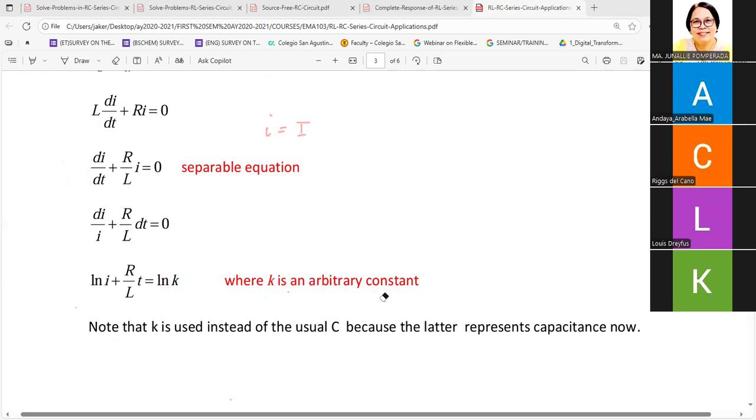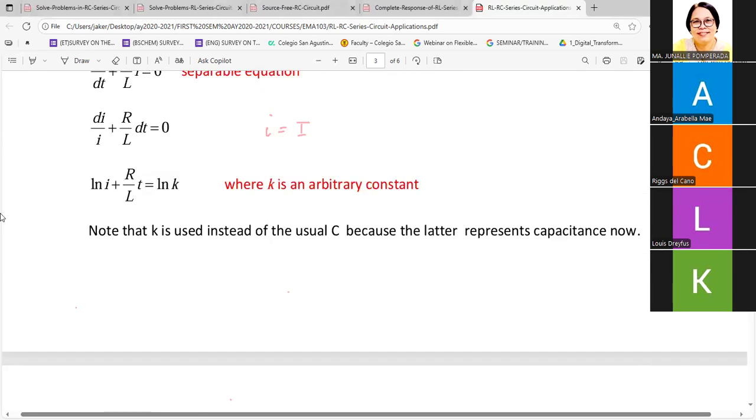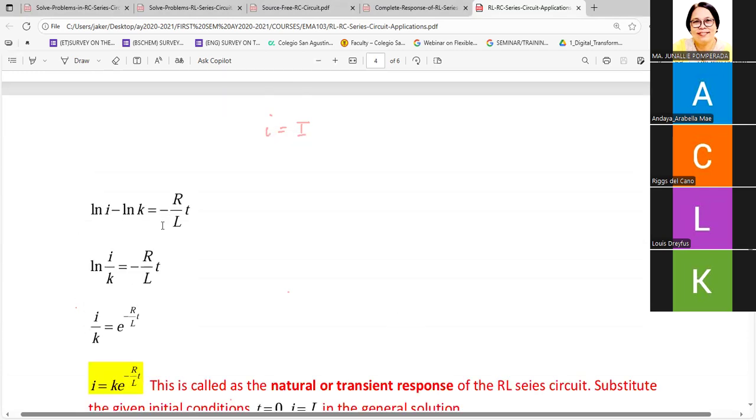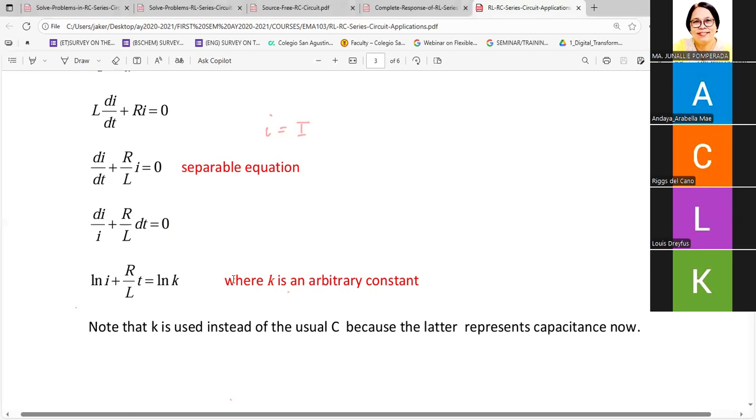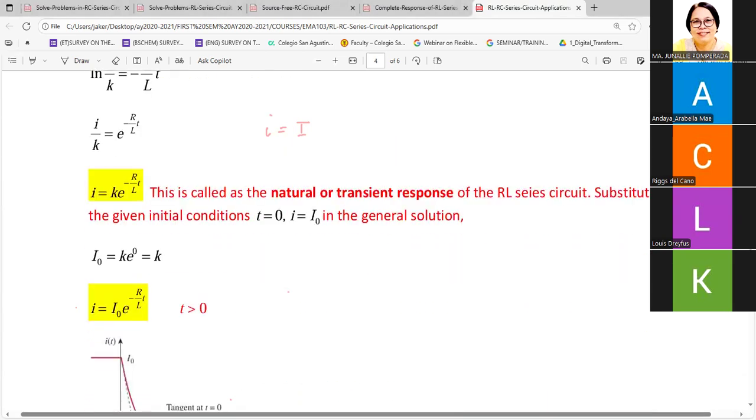This is the DE resulting after we have simplified the original DE, which accounts for the voltage drop across our inductor and our resistor. So if we move forward, the two ln terms that we have in this equation, we place on one side, and the R over L times t we transfer to the right side. That makes it negative because in here it's positive. Naka-positive siya. So kung i-transfer siya sa right side, negative siya.